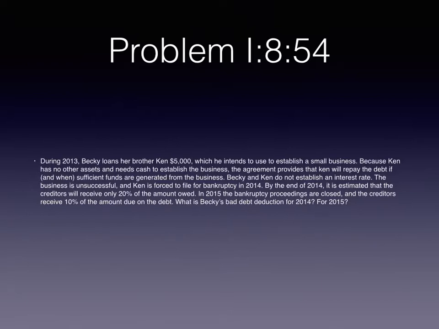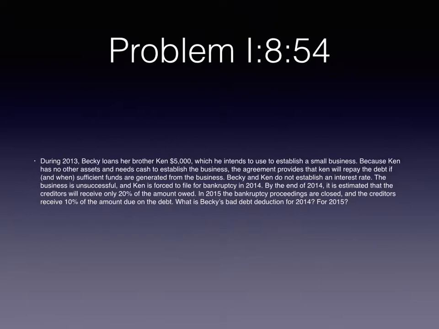The business ends up, surprise, surprise, being unsuccessful. Ken is forced to file for bankruptcy in 2014. By the end of 2014, it is estimated that the creditors will receive only 20% of the amount owed. In 2015, the bankruptcy proceedings are closed and the creditors receive 10% of the amount due on the debt. What is Becky's bad debt deduction for 2014 and then again for 2015?